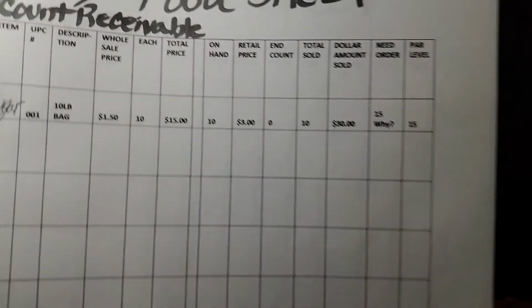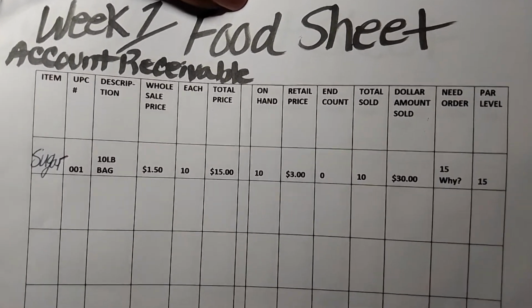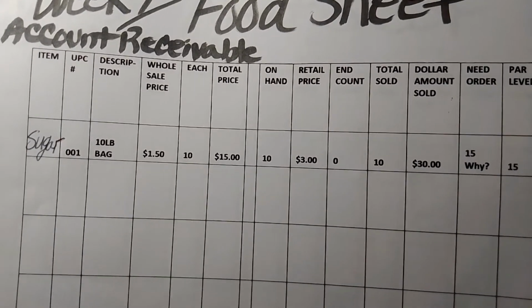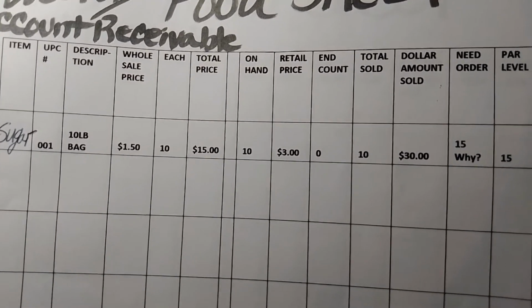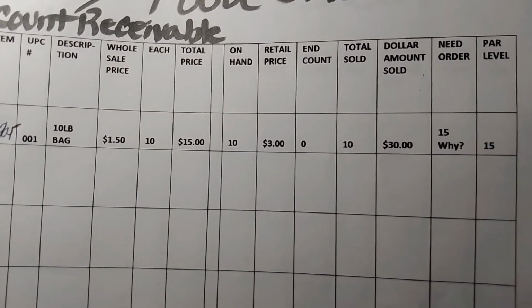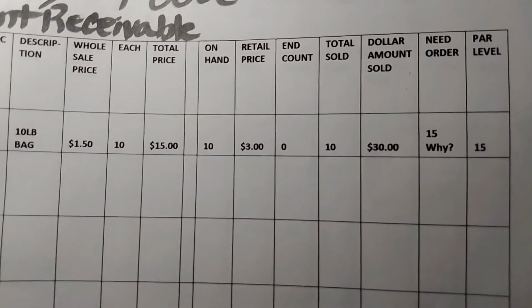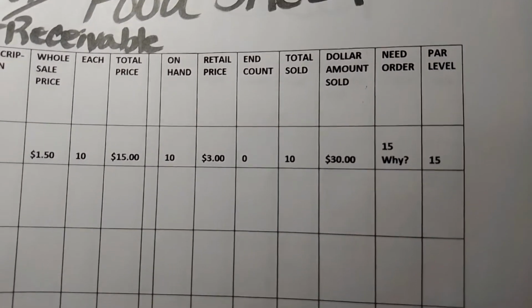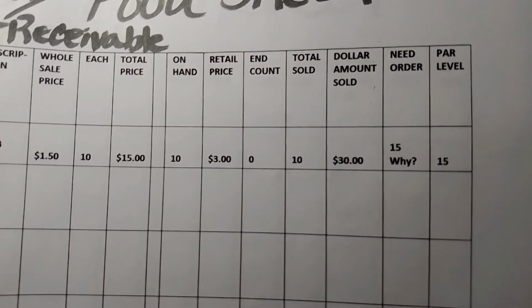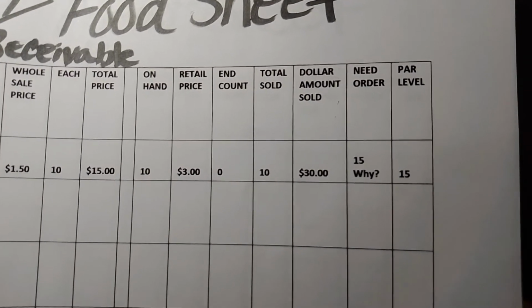For sugar, that's how it's going to look on the second sheet. Then it has the UPC number, which is 001. Then the wholesale price for sugar is $1.50. And each, you got 10 bags of sugar. Your sugars are 10-pound bags, and you got 10 of them. So your total price is $15 because the sugars cost $1.50 a piece, and you got 10 of them. So your total price that you paid is $15.